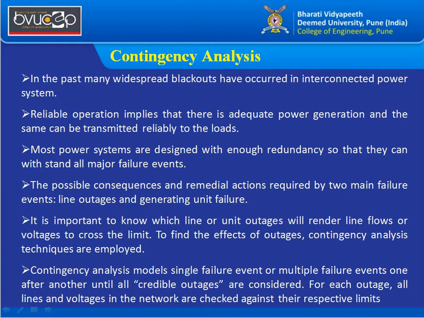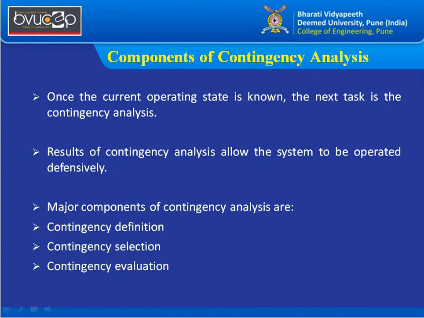For each outage, all the line flows and voltages in the network are checked again against their respective limits, whether they are within the limits or not. Yes, okay, if this particular contingency occurs in the system, then what preventive action or corrective action has to be implemented so that the system remains redundant, and it should not go into a blackout stage.